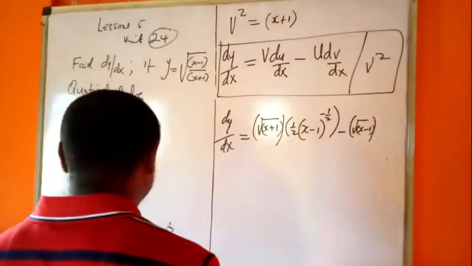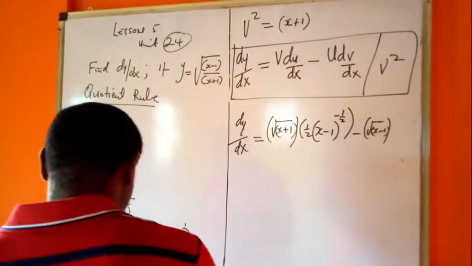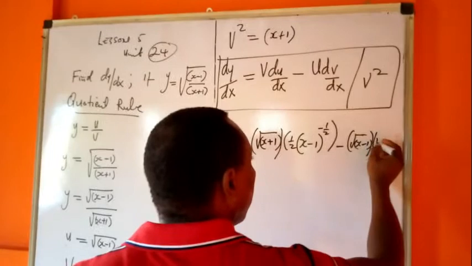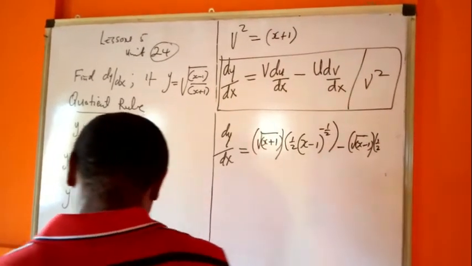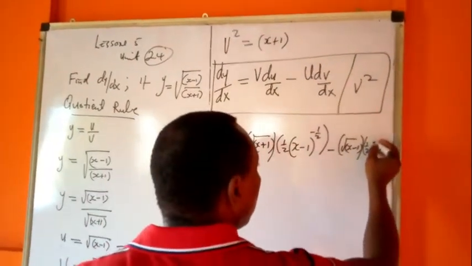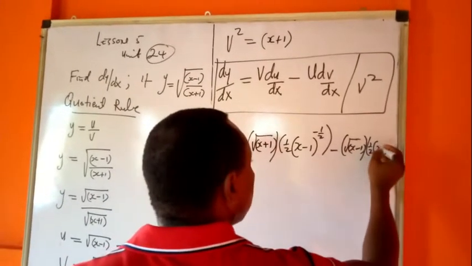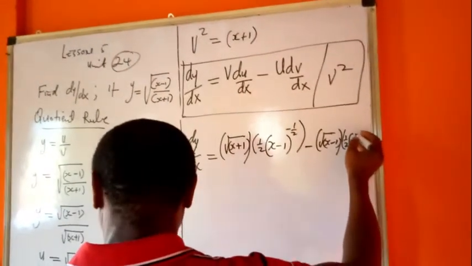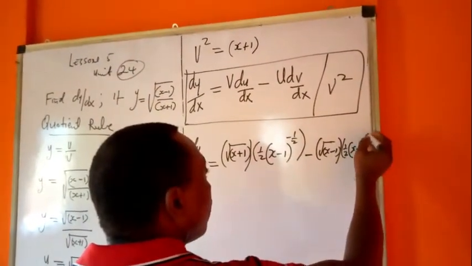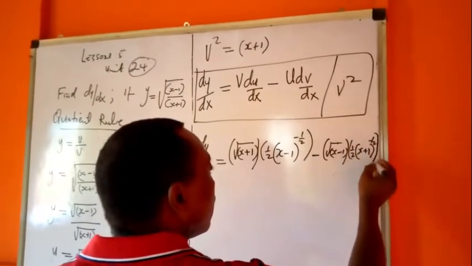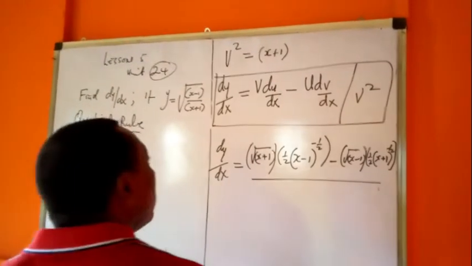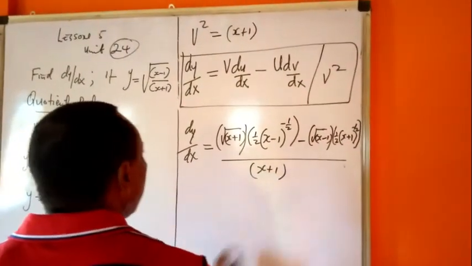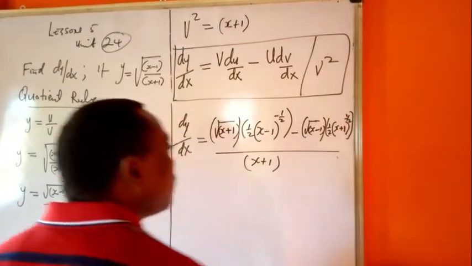Then our dv dx is going to give us half into x plus 1 raised to power minus half, all over v squared, which is x plus 1. So it's raised to power minus half.